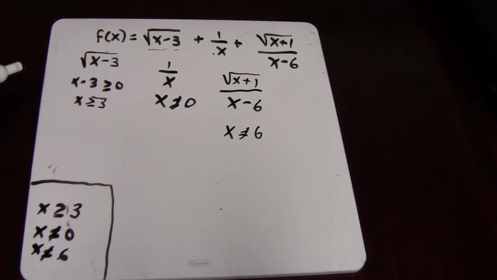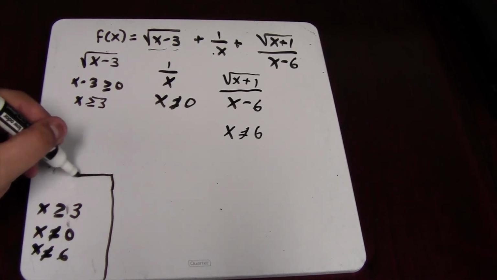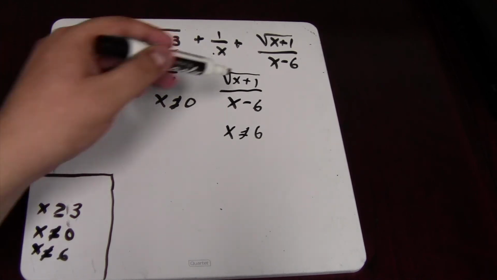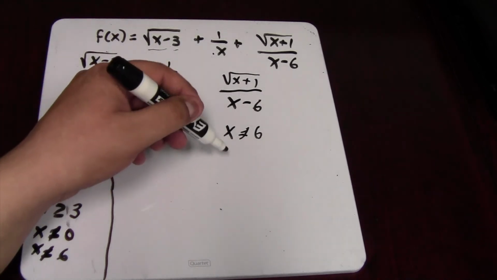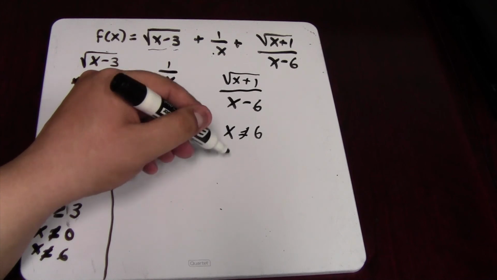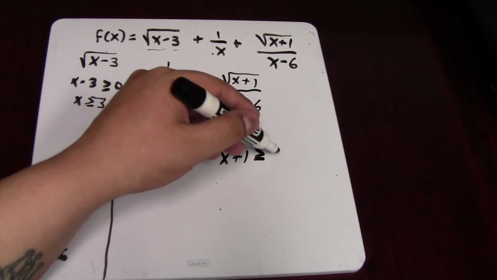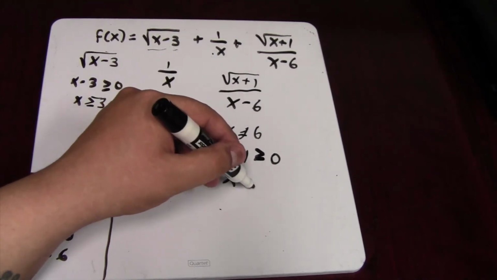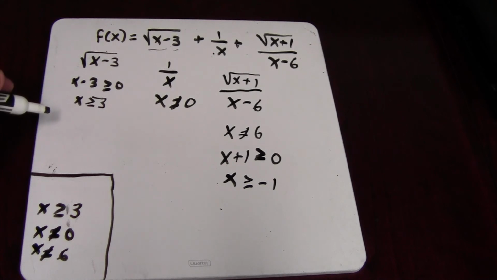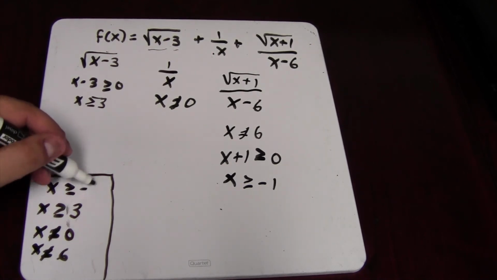All right, we have that. And I'm going to make a little room here because I have one more. So we'll put it at the top here. We have this business on the numerator. It's a square root. So we know that x plus 1, in this case, needs to be greater than or equal to 0 because of the square root situation. So that means that x needs to be greater than or equal to negative 1.